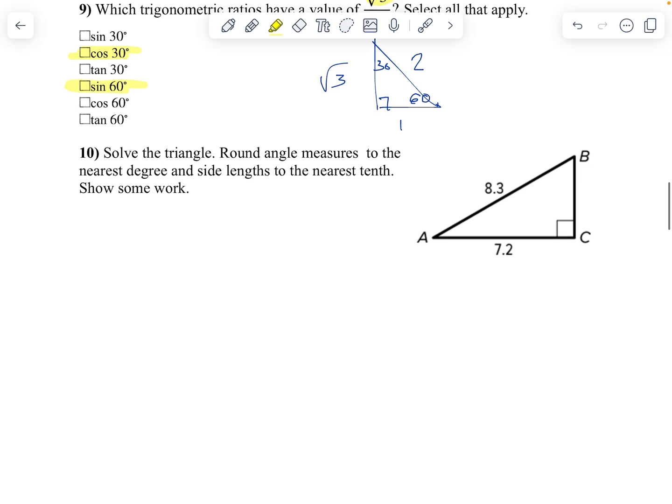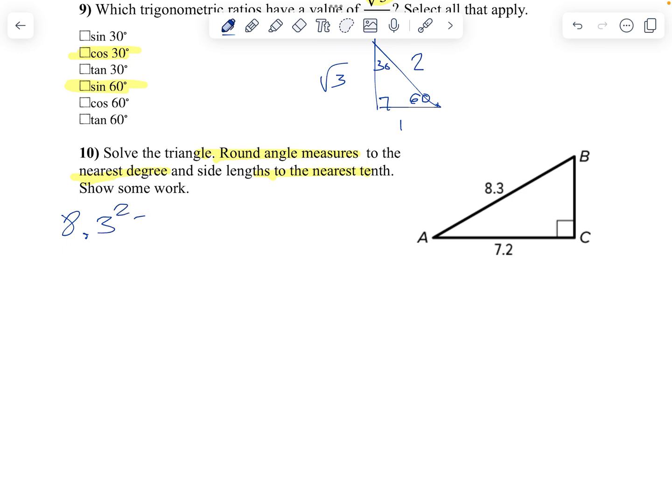Question number 10. I want to solve the triangle. I don't care how you solve it. I want you to round the angle measures to the nearest degree, whole number, and the side lengths to the nearest tenth. Let's start with the side length. I can use Pythagorean theorem to find the sides, because that's probably the easiest way to do this.